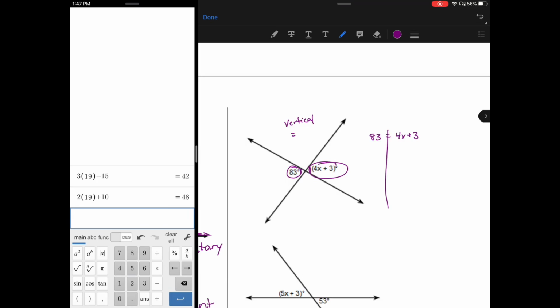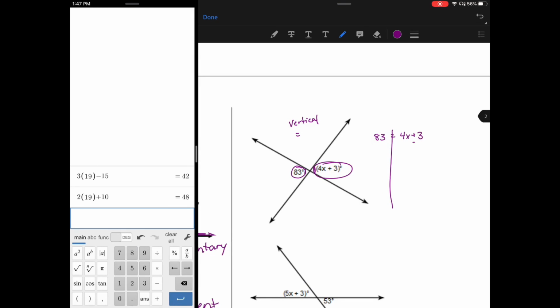And then we solve it. To solve, our first step is to subtract 3 on both sides. And you have 80 is equal to 4x, and then you divide both sides by 4, and x is equal to 20. Now, because these are vertical angles, even before we solve and plug in our x value, we should know that this is going to equal 83. If it doesn't, you know that you did something wrong.